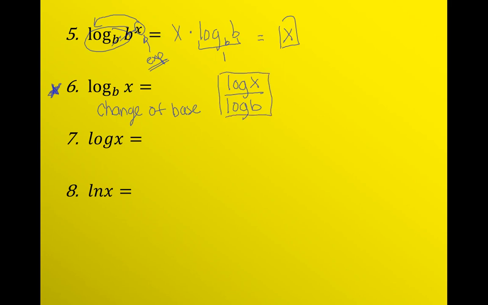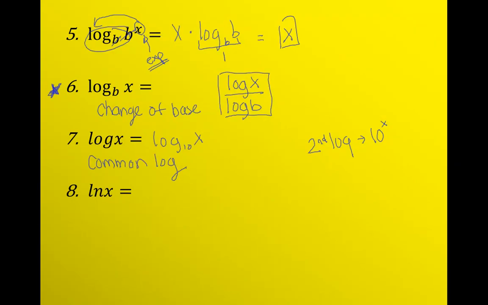You don't know what the base is yet. The base is actually 10. That's what this one is. So that's called the common log. If you don't see a base, the base is 10. So this is equivalent to log base 10 of x. If you look at your calculator, the log button indicates that it's log base 10. What's interesting is if you push second log, it's going to give you 10 to the power of x, which should give you a hint that it's the base of 10, if you're ever forgetting that.